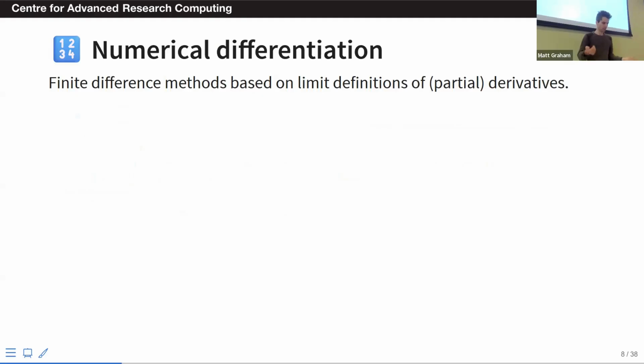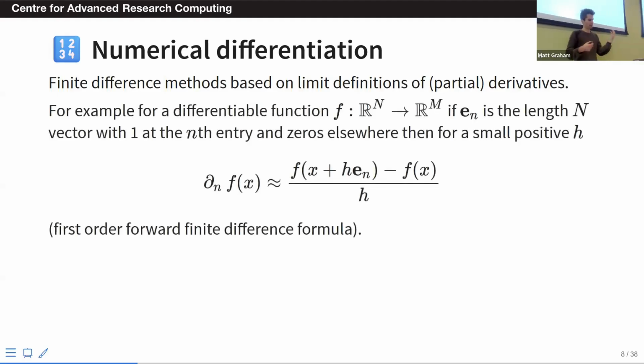So this is effectively the standard finite difference methods that a lot of us will come across at various points, which are based on limit definitions of partial derivatives, or alternatively on Taylor expansions. Just considering the simplest case, where we have some differentiable function and we want to get a first order forward finite difference expansion of the derivative.